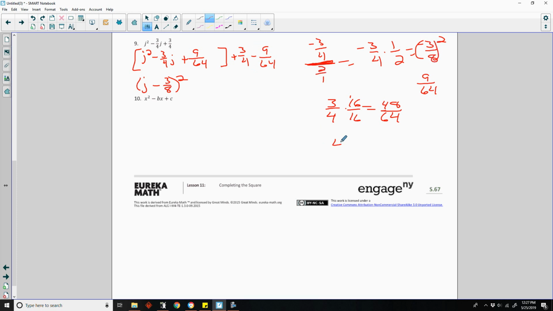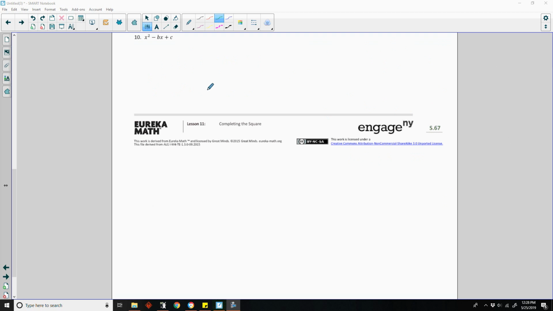So I'm taking 48 over 64, which is right here, and I'm subtracting 9 over 64. And that is going to give me a denominator of 64, and 48 minus 9 is 39. So my answer is plus 39/64. So it's j minus 3/8 squared plus 39/64. Okay, last one on this page. Let me get this out of the way.